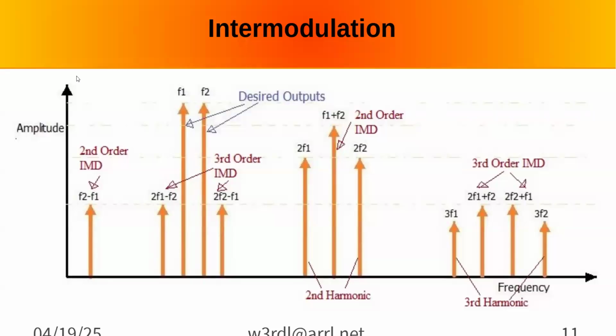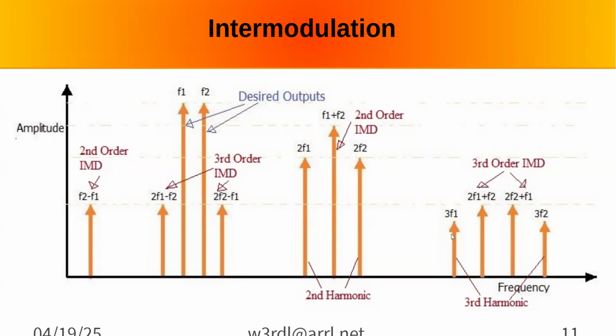Okay, here is a display of a bunch of the mixing products. So F1 and F2 are where we start with two different signals. And you can see that the third order products are this bunch down here and these two over here. These are the ones that cause the problem: the 2F1 minus F2 and 2F2 minus F1.